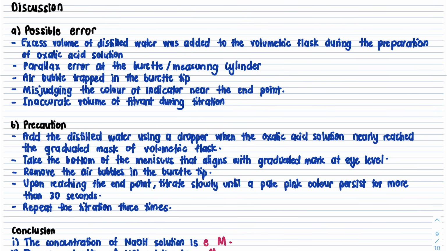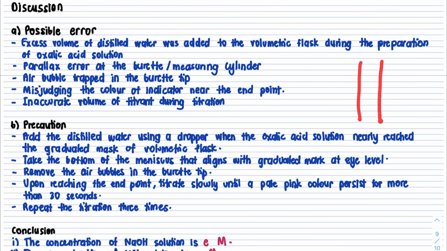When you're taking the reading at the burette, pipette, or measuring cylinder, here is the precaution or how to overcome it: you have to take the bottom of the meniscus that aligns with the graduated mark at eye level. So what does it mean? Selalunya kita akan ambil bacaan dia.